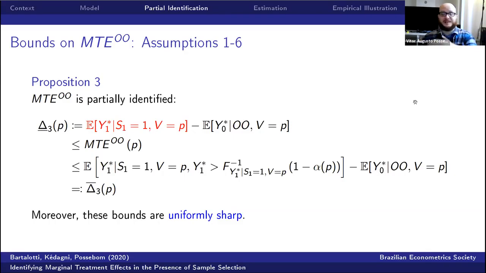The lower bound is entirely point identified, just simple means, simple expected values, but the upper bound actually contains a trimmed proportion. So the upper bound will be somewhat larger in a more informal sense. And again, those bounds around the MTE function are uniformly sharp according to the previous definition.